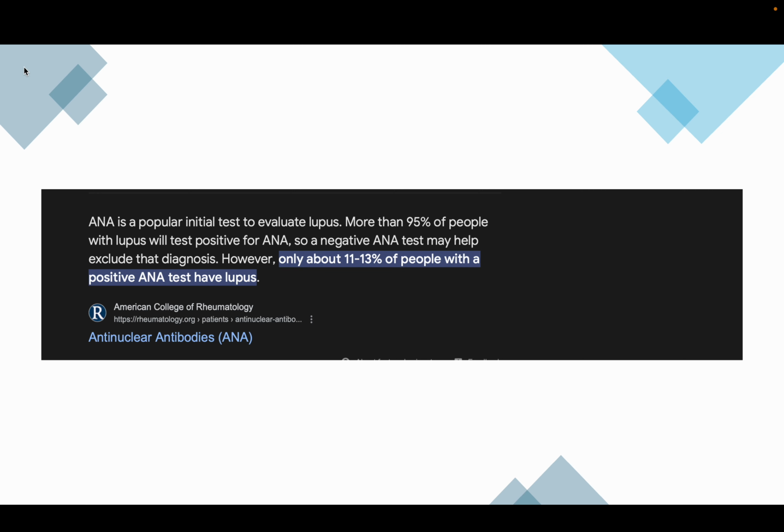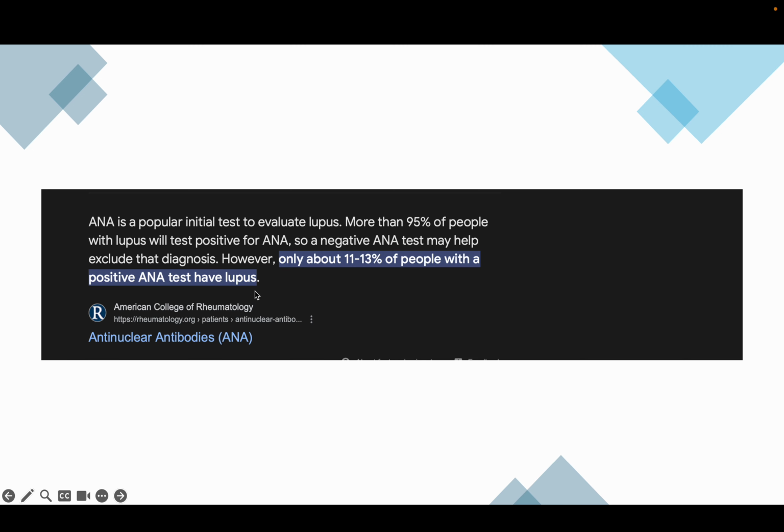Before going into ANA interpretation, you need to understand one thing. This is taken from the American College of Rheumatology. We use ANA as a popular initial test to evaluate lupus. At least 95 to 98% of patients with lupus have ANA positivity. However, only 11 to 13% of patients with ANA positivity have lupus.